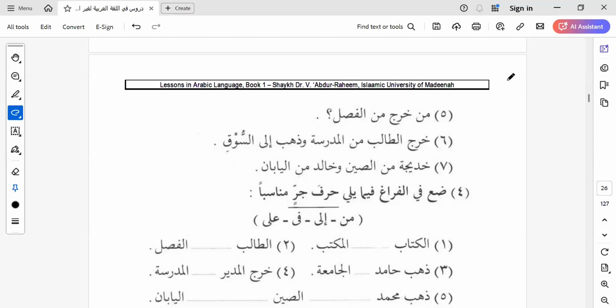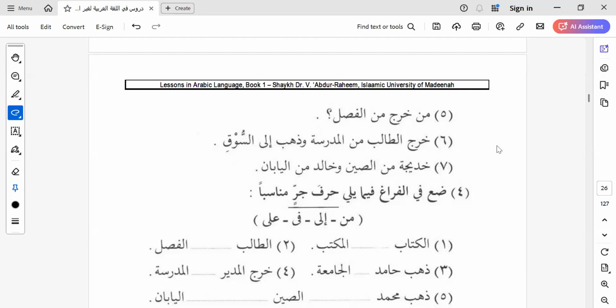Right now, who's going to do it? Let's start from there. Al-kitab al-maktab. الكتاب على المكتب. Okay, good. الطالب في الفصل. Yes, الطالب في الفصل. That's correct.